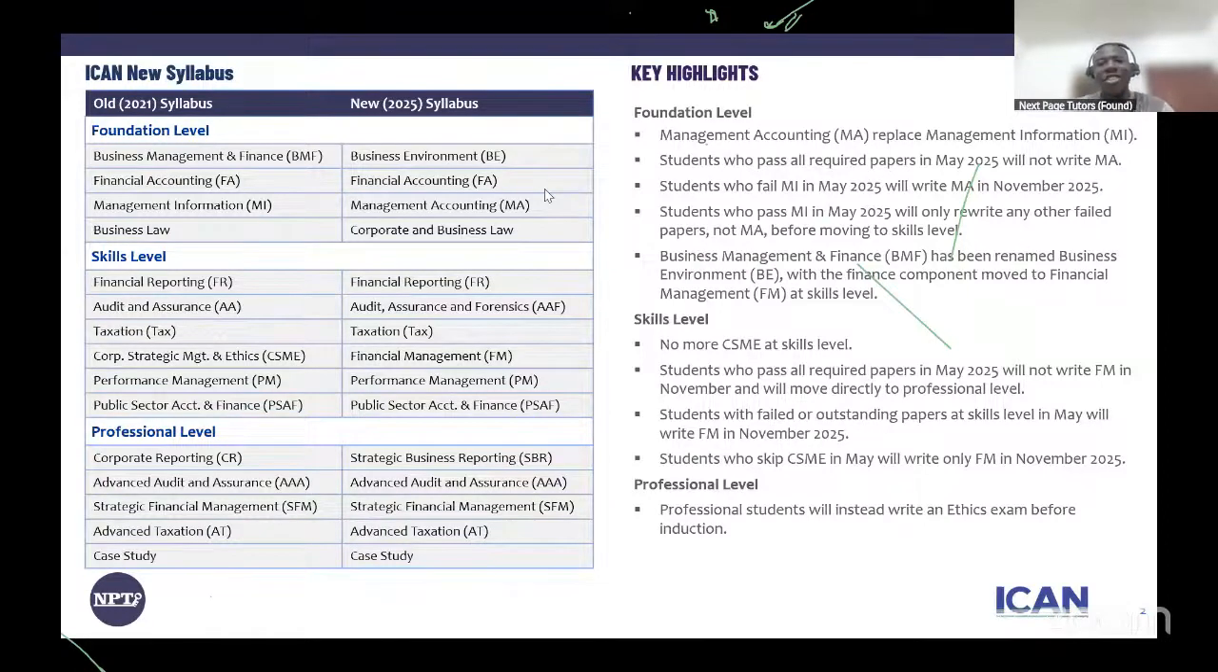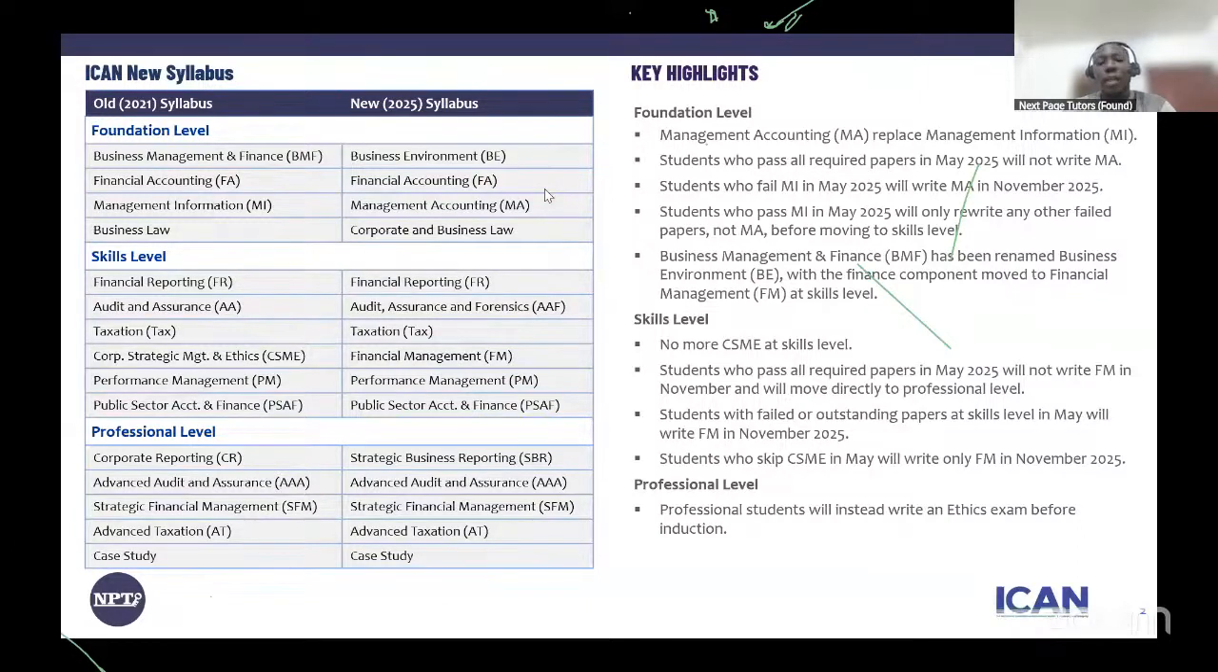The majority of students have been hearing about cryptocurrency, blockchain and AI. Some of us haven't even explored beyond ChatGPT. So ICAN is now making you more interested in it. Those are a few other topics that were added at financial accounting level. Then management accounting replaced management information. What does that mean?